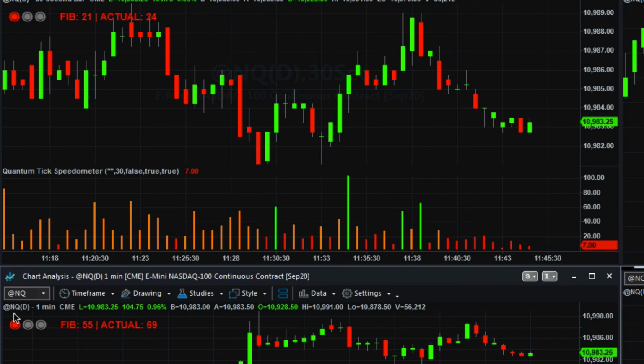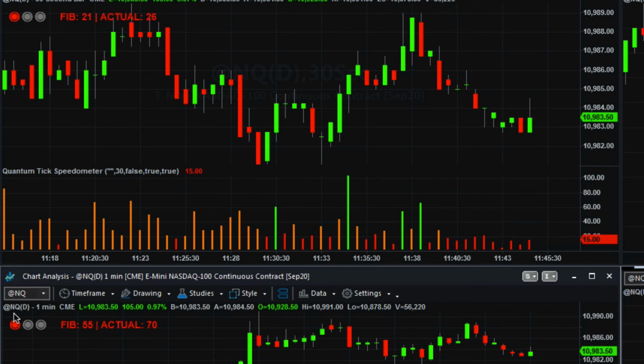And I'm going to do a lot more videos on this, and I'll show you running this in multiple time frames and various other aspects of putting the whole thing together from a trading perspective. But that is the basic principle of the tick speedometer, how it works, and why we developed it.